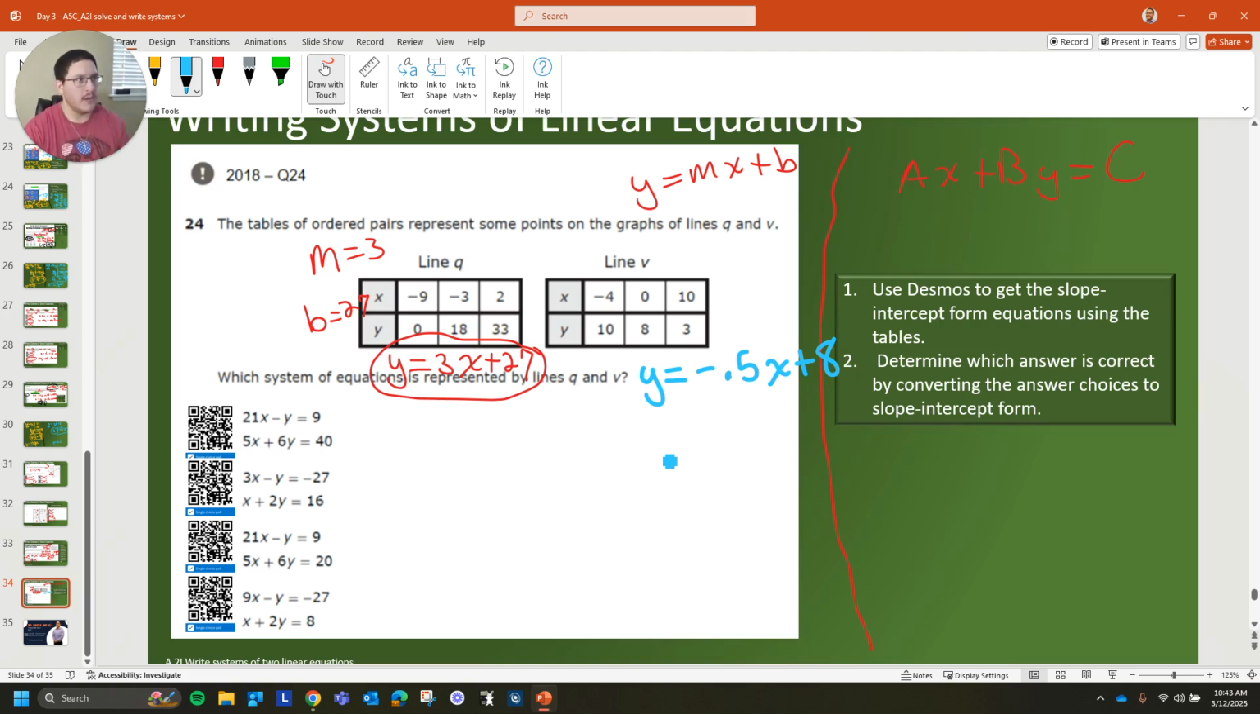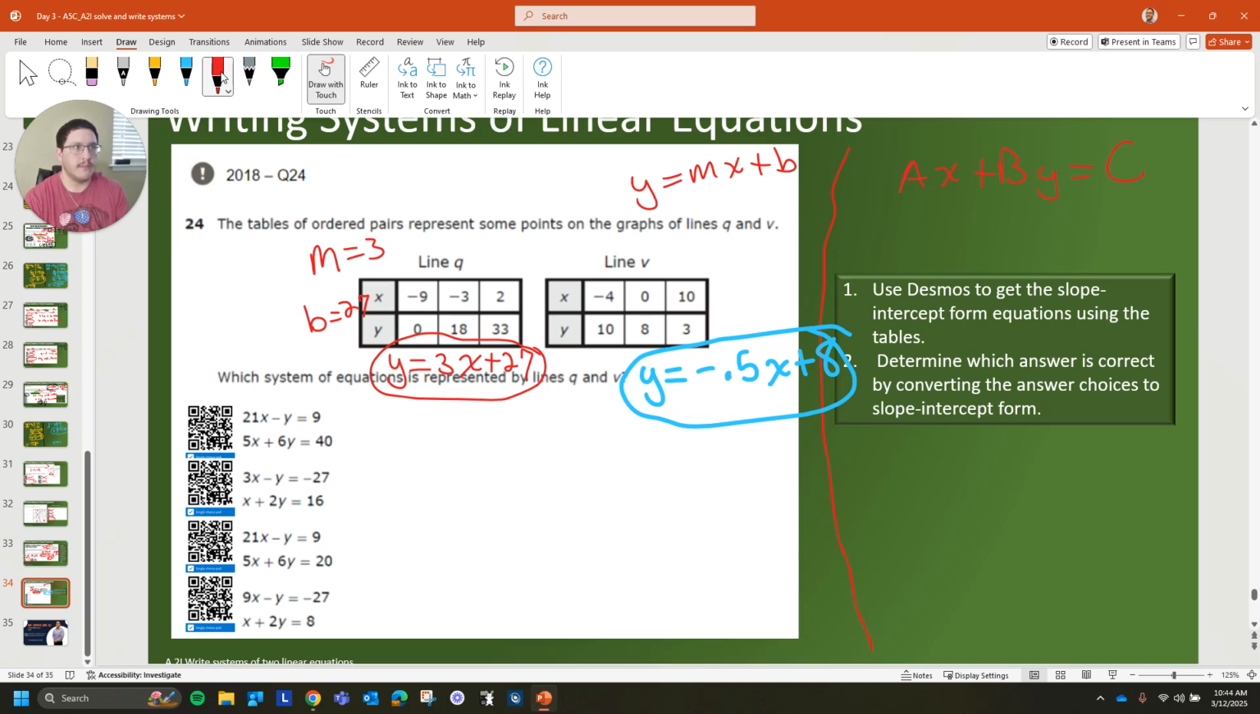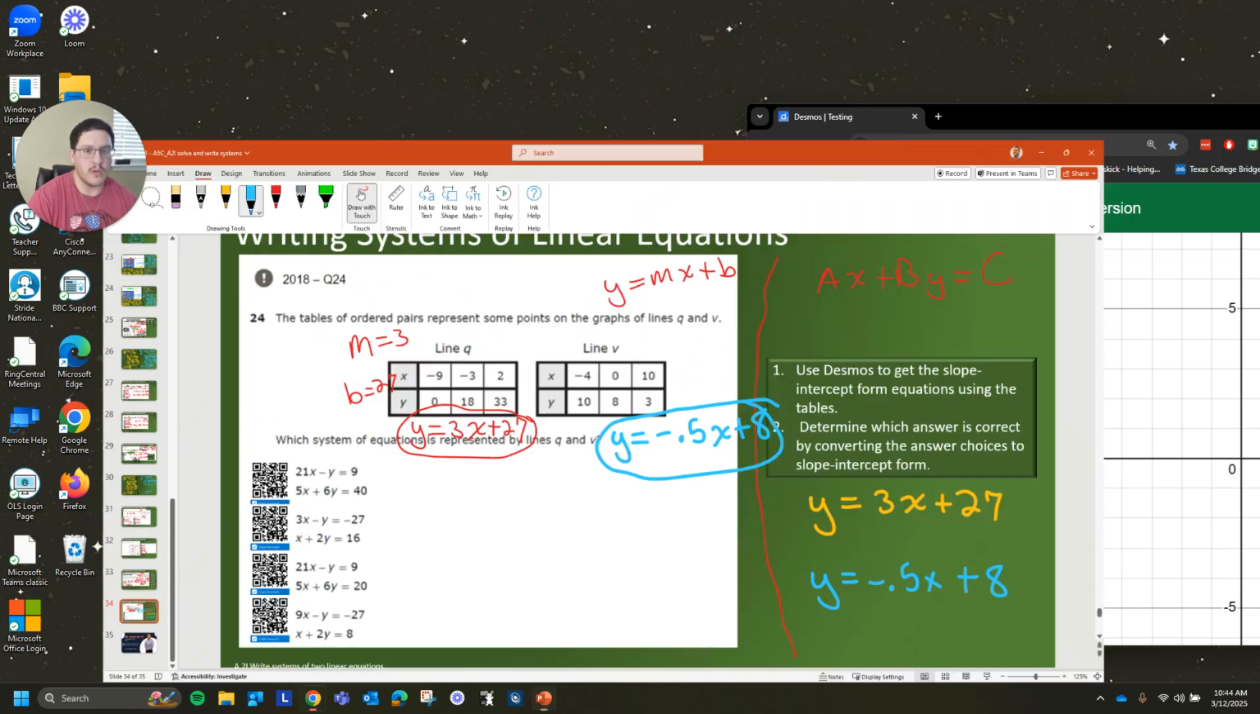Okay. Now, if you look over here on the left, notice how none of them are in the slope-intercept forms that we just used. So I'm going to rewrite this again. We need y, let me use this in a different color here. Y equals 3x plus 27. And we need y equals -0.5x plus 8. So we need those two equations.